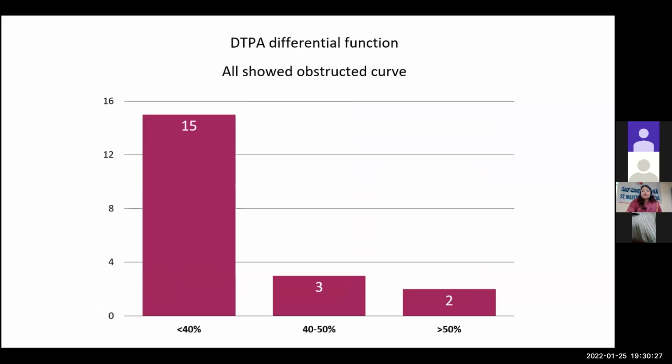On the DTPA scan, all these children showed an obstructed curve. Around 15 of these children had a compromise in the function. The differential function was less than 40. 3 of them had preserved function. 2 of them had a DTPA score of more than 50%. This is actually a fallacy in the DTPA test, in which due to the gross hydronephrosis, there is overestimation of the function. And hence, the computer reads it as more than 50%.